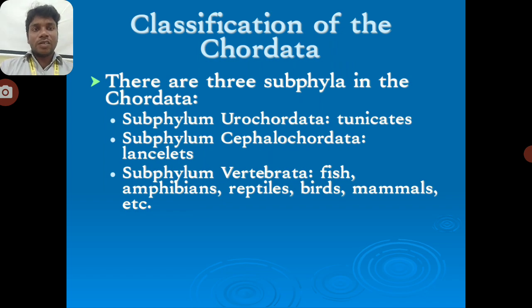The classification of chordata: the subphylum Urochordata, tunicates; the subphylum Cephalochordata; and Vertebrata, fishes, amphibians, reptiles, birds, mammals, and etc.